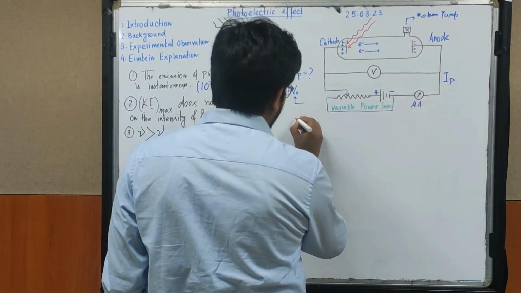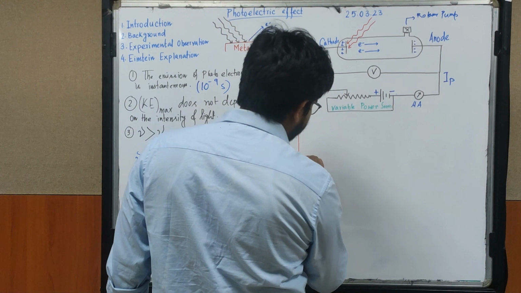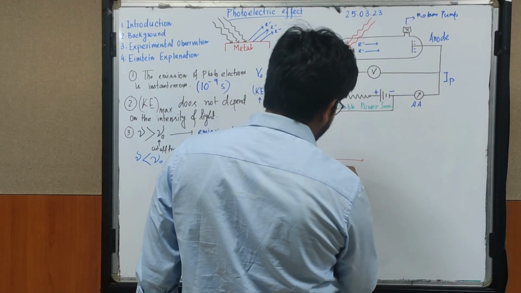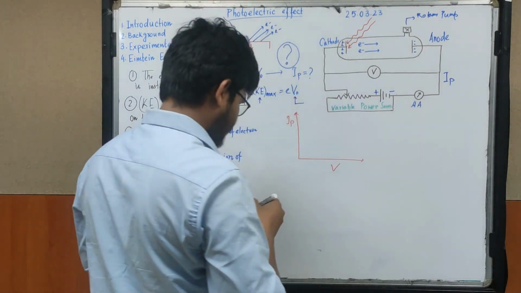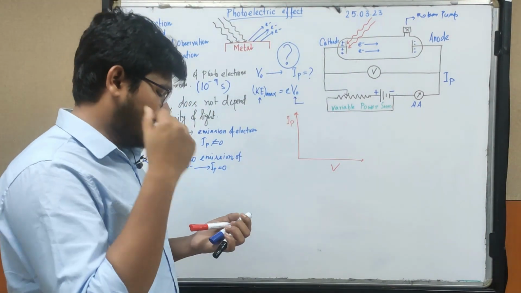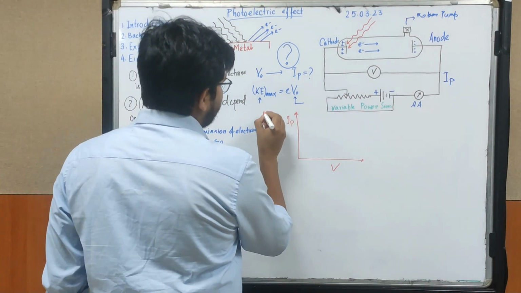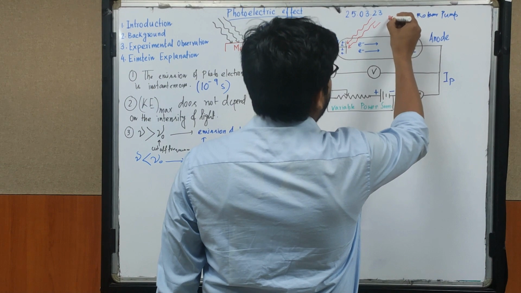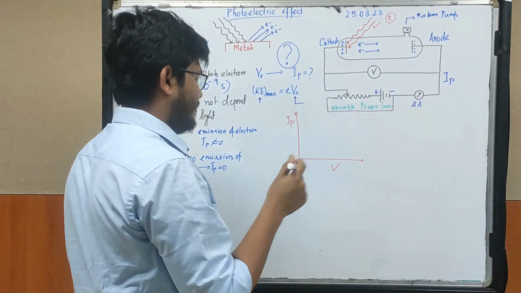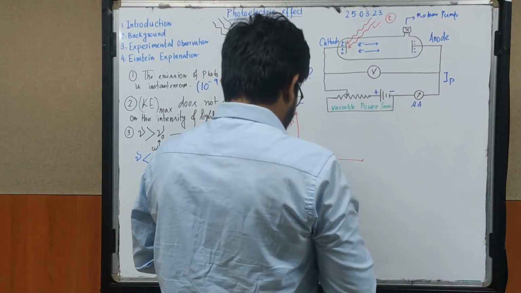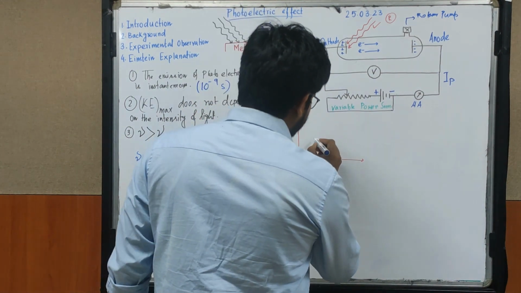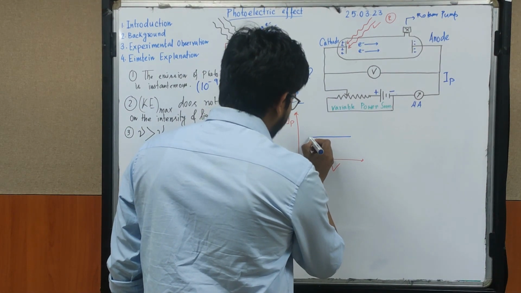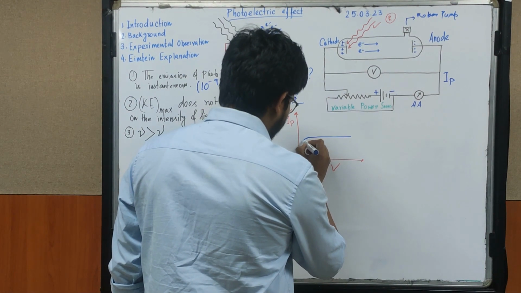So let me first draw the relationship between the photocurrent and the applied voltage for different intensities of light. Let's say I am using a red light. Let's say I am shining a red light here, and the intensity is constant initially. So I started with a red light. The intensity is like this. So for a particular intensity, there will be a particular current flowing in the circuit.